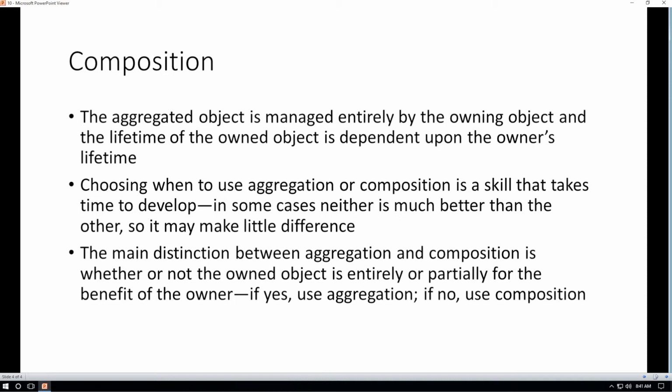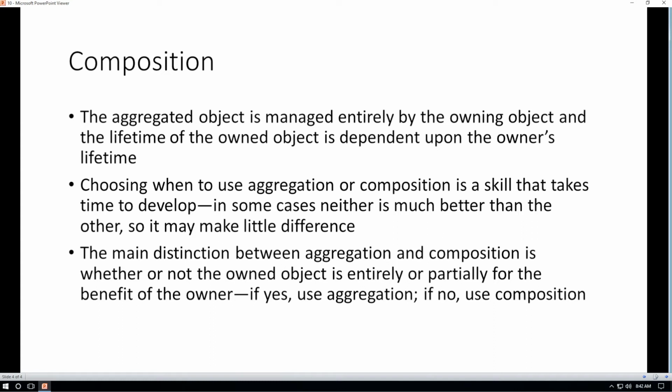So if it's not clear, that's okay. Take some time to learn it. The main distinction between aggregation and composition is whether or not the object is owned partially, entirely by the owner, and whether the owner has responsibility for managing it. If yes, aggregation; if no, composition.